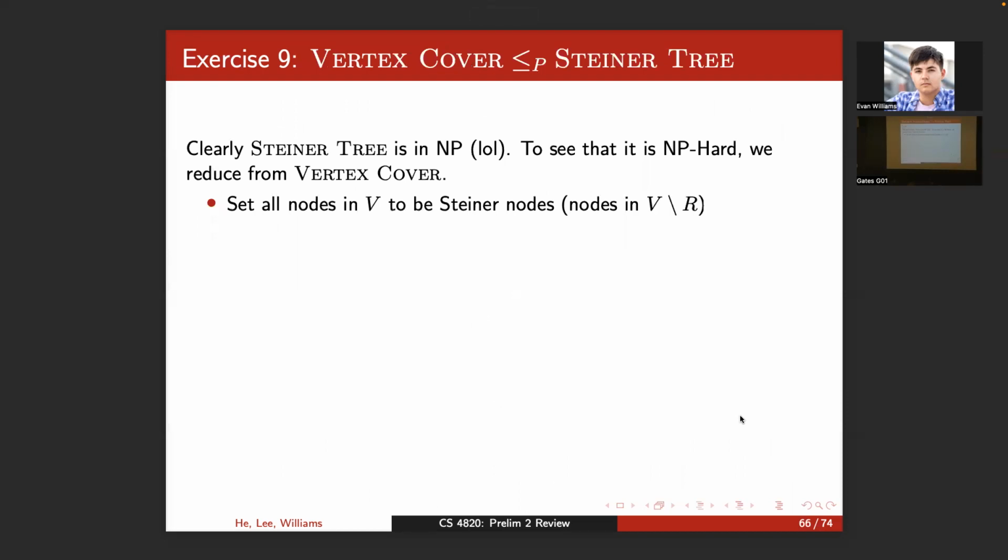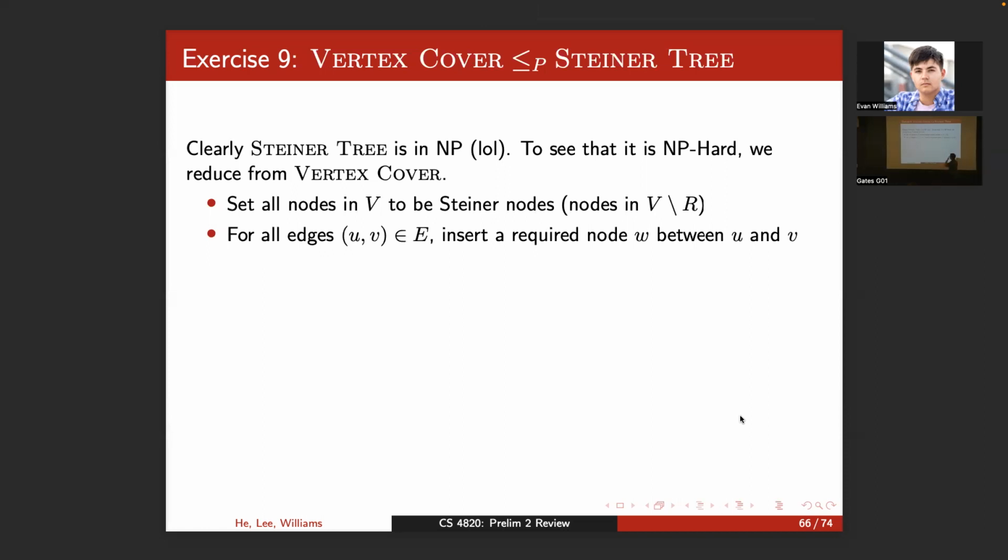Can you flip these slides? Okay. So what we're going to do is we're going to set all the nodes in V, and this is our original V, our graph, our input to vertex cover. We're going to set all of those nodes to be Steiner nodes. So these aren't required, right? Also, clearly it's in NP. Do not say that on your exam, but I'm just skipping it for brevity.